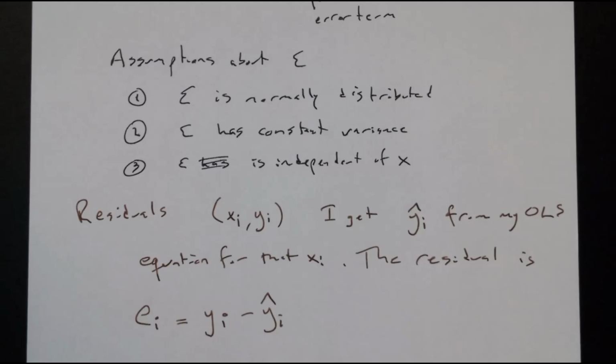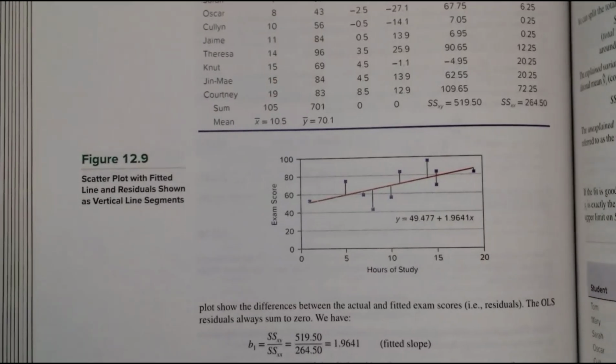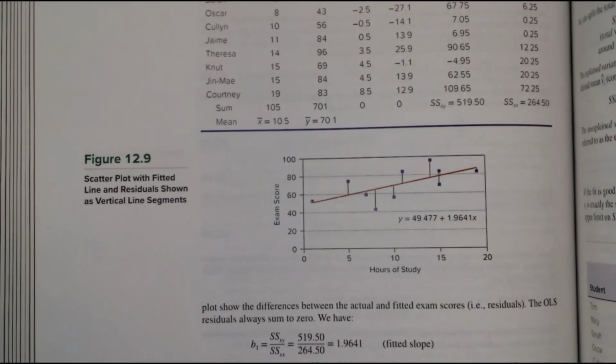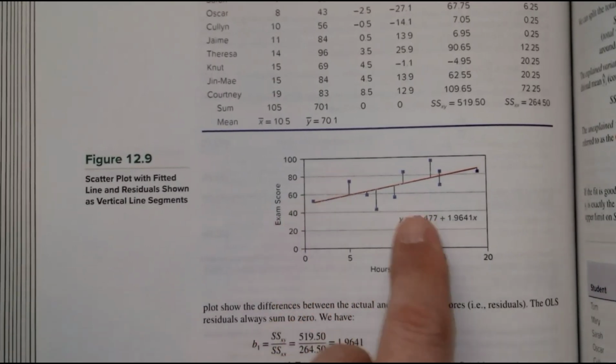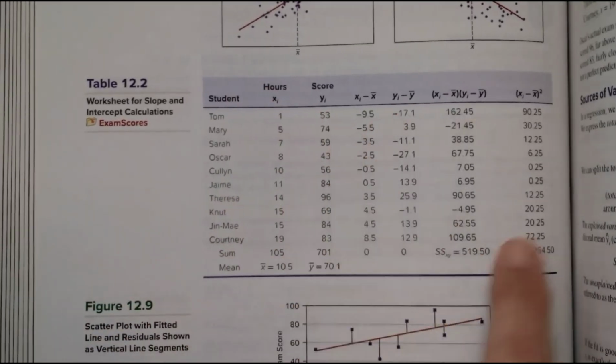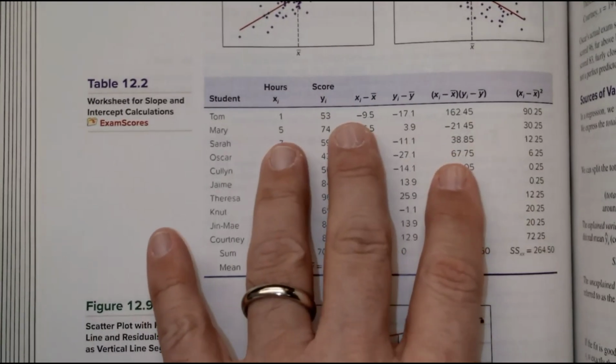Here is our example about study time and exam grades. This is on page 470. We had the amount of time people studied and then their score on the exam. This is all of that by-hand calculation that would need to be done to set up the regression.